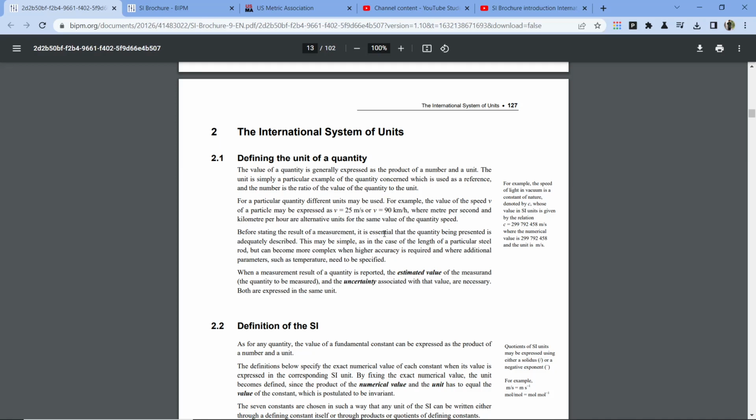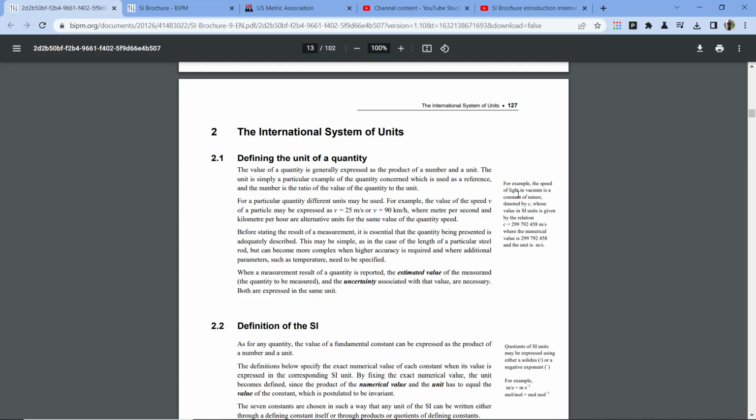Before stating the result of the measurement, it is essential that the quantity being presented is adequately described. This may be simple, as in the case of the length of a particular steel rod, but it can become more complex when higher accuracy is required and where additional parameters such as temperature need to be specified. When a measurement result of a quantity is reported, the estimated value of the measured quantity and the uncertainty associated with that value are necessary. Both are expressed in the same unit.